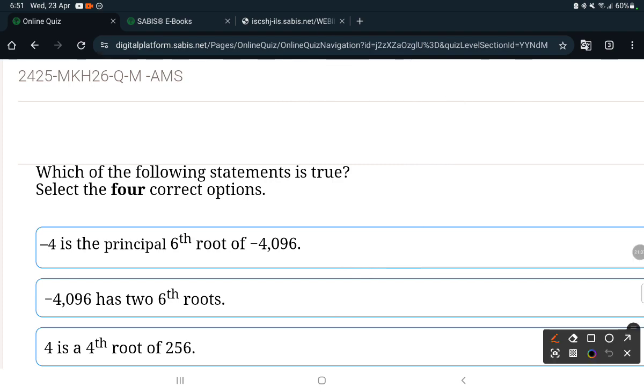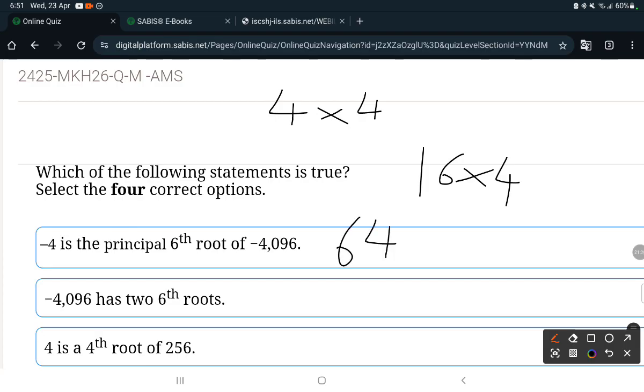4 is the fourth root of 256. Let's try that. 4 to the power of 4. So 4 multiplied by 4 is 16. 16 multiplied by 4 is 64. 64 multiplied by 4 is 256. So that's correct.